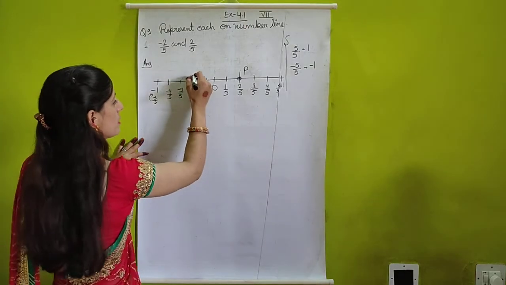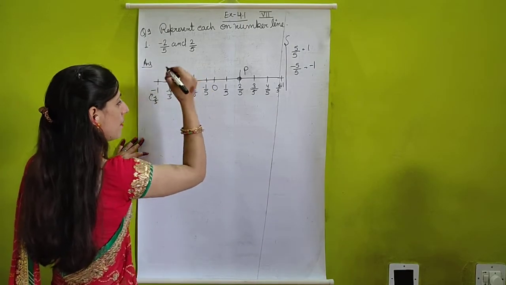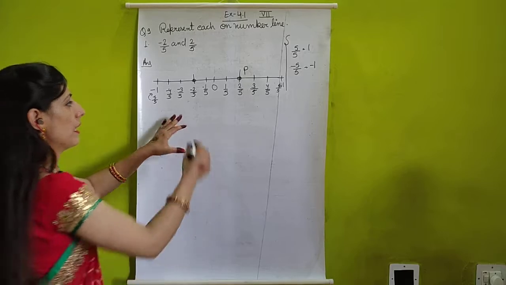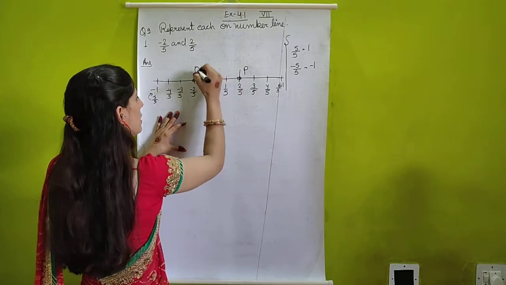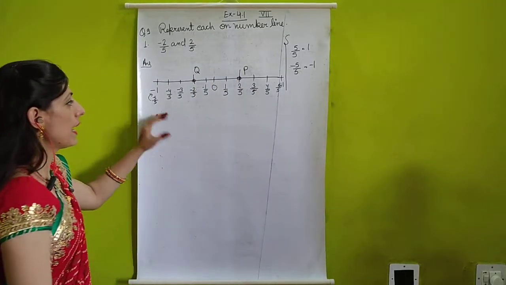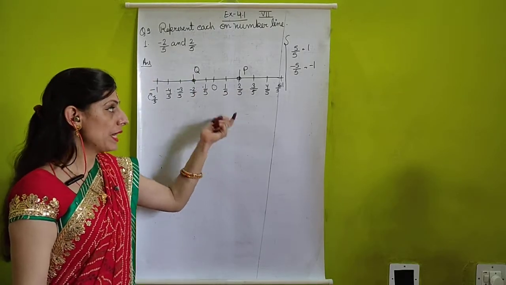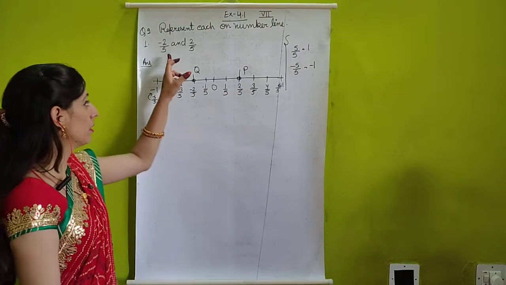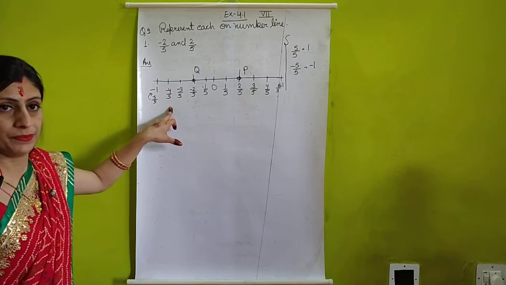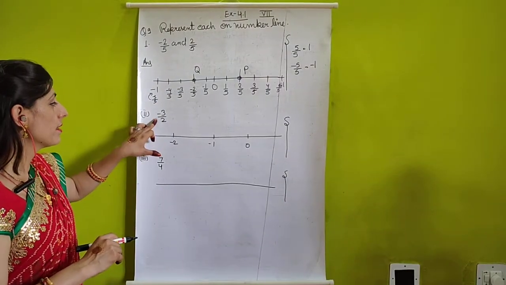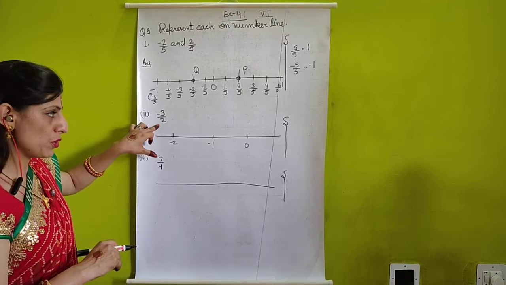So here students, this is your minus 2 upon 5, and you can give it any name, like P; this we can write Q. So like this, students, you will represent the given rational number on a number line. Now students, one more part of this question I am taking here. Part second is minus 3 upon 2.